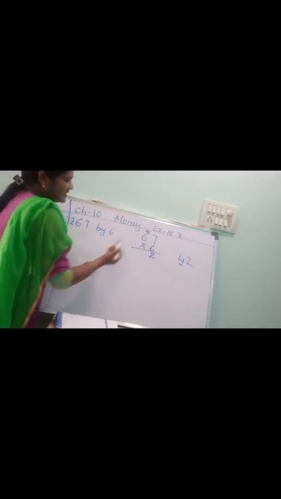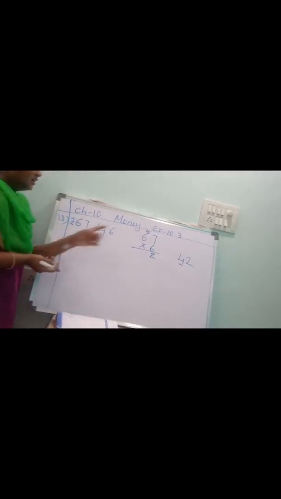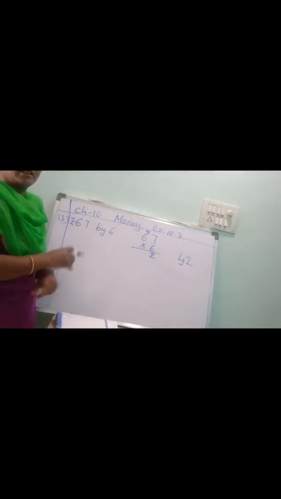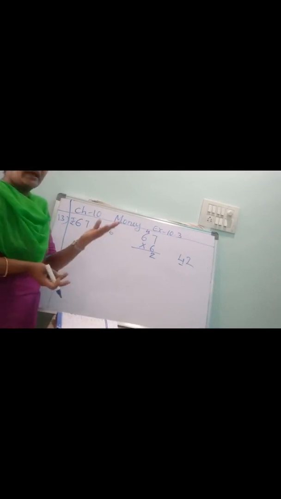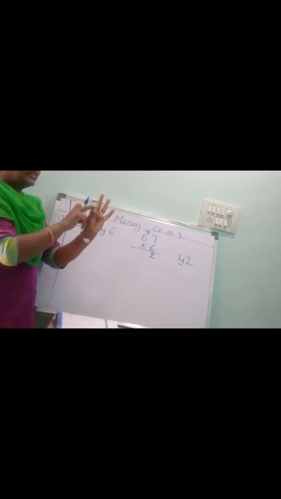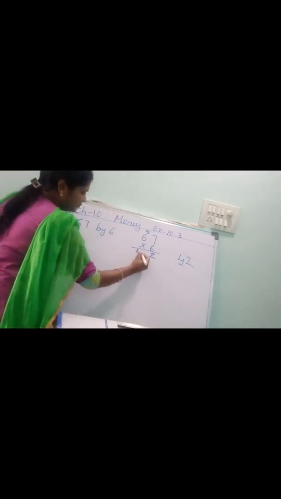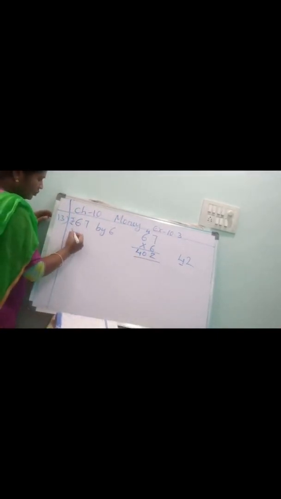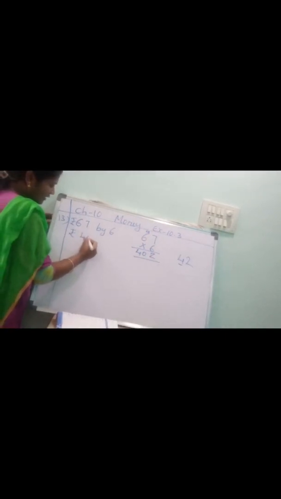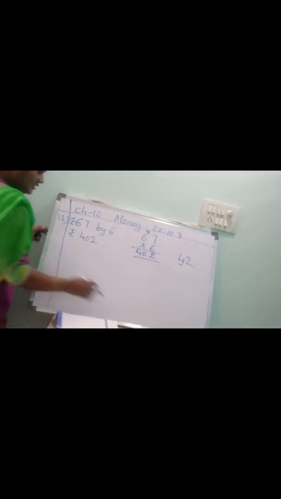Okay, next, 6 sixes are 36. 36 plus you should add the carry. That number you should add. 36 plus 4: 37, 38, 39, 40. What is the answer? 402 rupees. 402 is the answer. Understood, children?